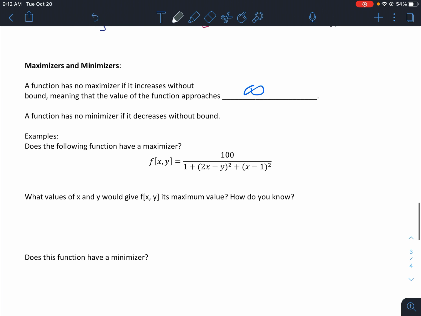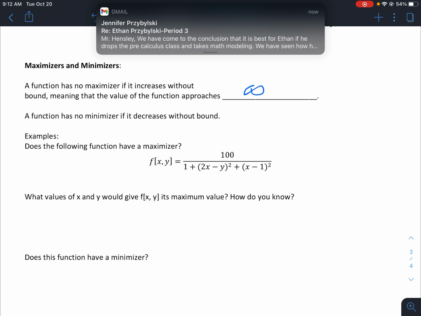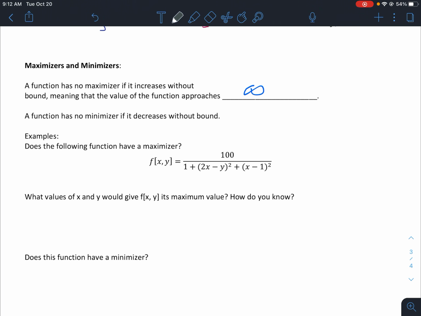All right, maximizers and minimizers. A function has no maximizer if it increases without bound, meaning that the value of the function would approach infinity. Okay? So a function has no minimizer if it decreases without bound, meaning it would approach negative infinity. Okay? So here's a quick example here.